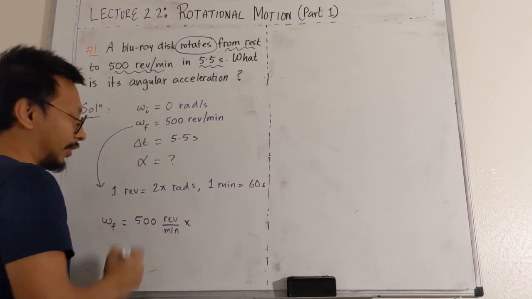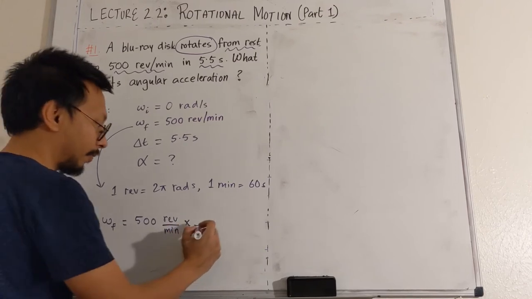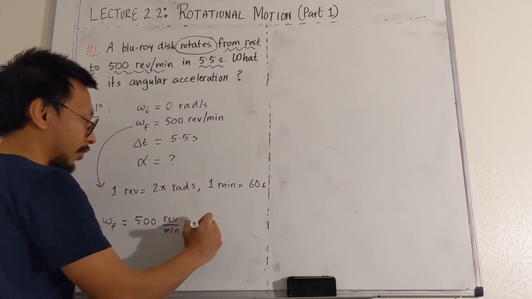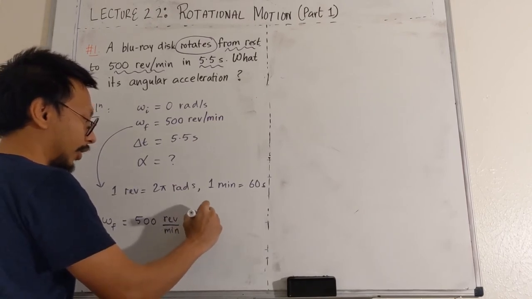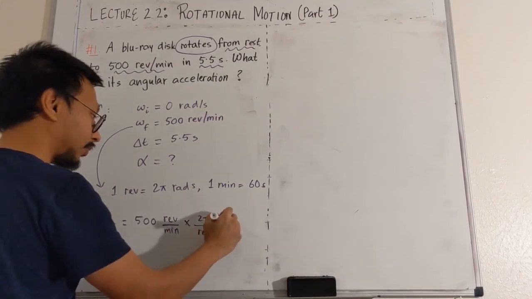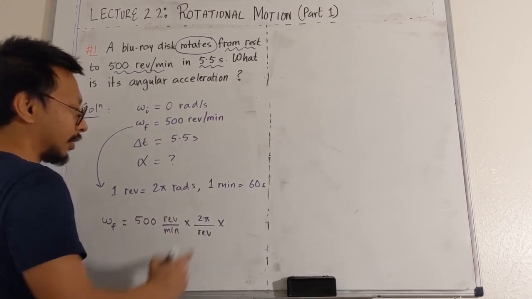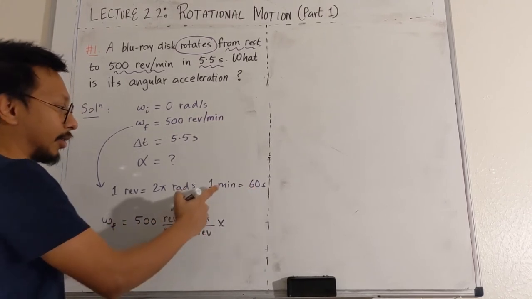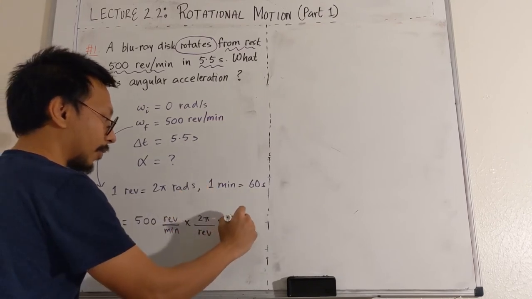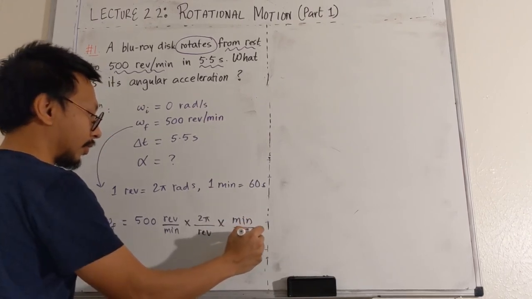That means the rev needs to go away, so we need to have something revolution down here. We know that one revolution is 2 pi radians, so this revolution here and 2 pi up here. Then you multiply that by minute over 60 seconds, because we cancel out minutes and divide by 60 as we are going from bigger to smaller.